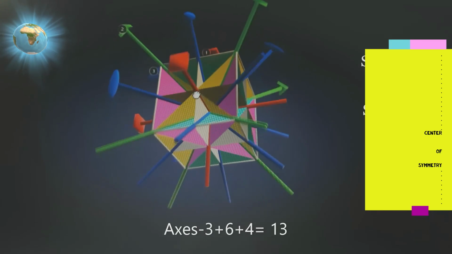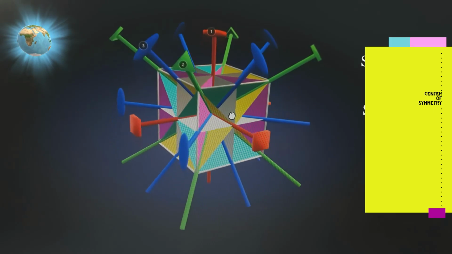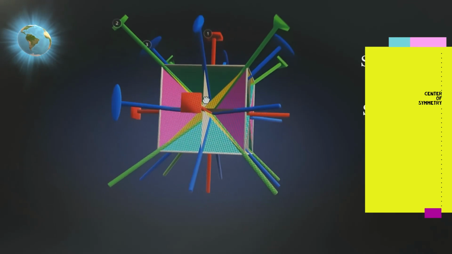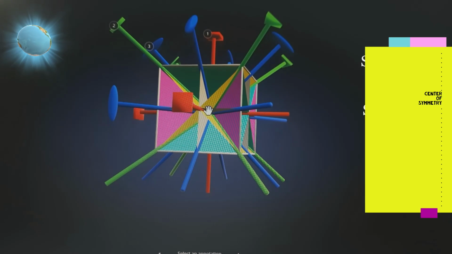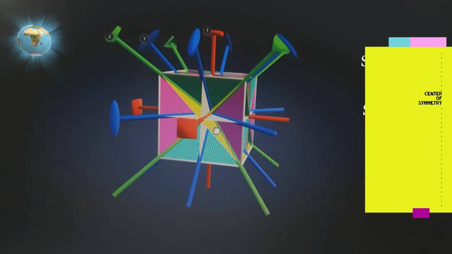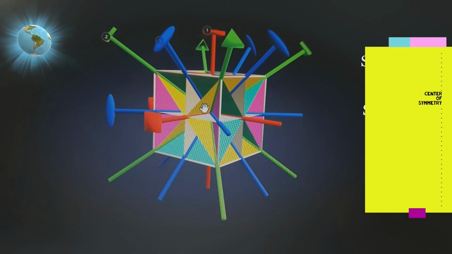So this model reveals that the center of symmetry is present. All things are going to the center. All planes, all axes, be it diagonal or axial, meet at the center. And here is the center of symmetry.